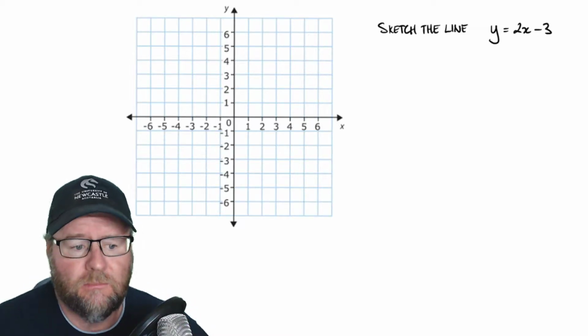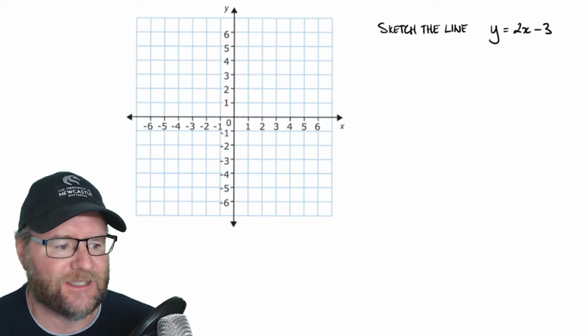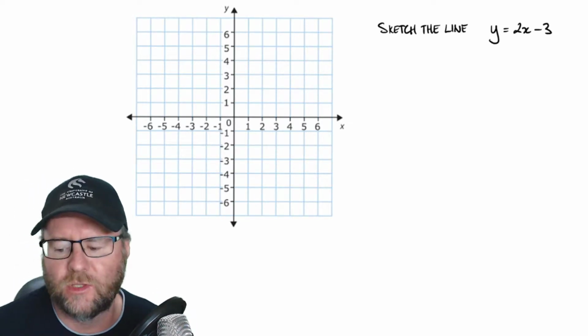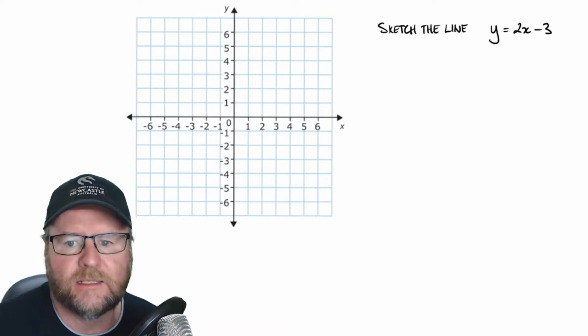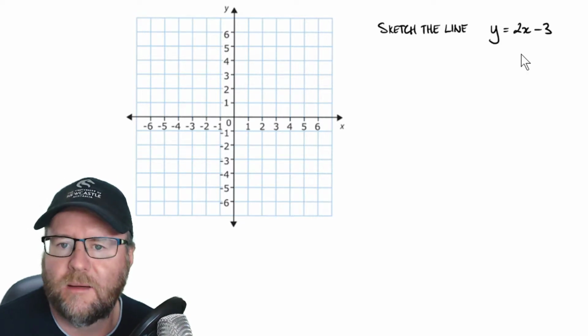So here's a question. Sketch this line. If you're just given a linear equation and you're asked to just sketch it on a graph, on a Cartesian plane, how would you go about it? Where would you start and what would you do? We are asked in this question to sketch the line y equals 2x minus 3.